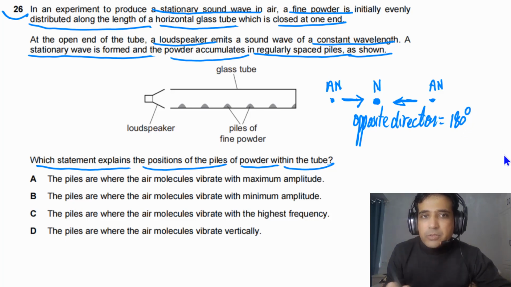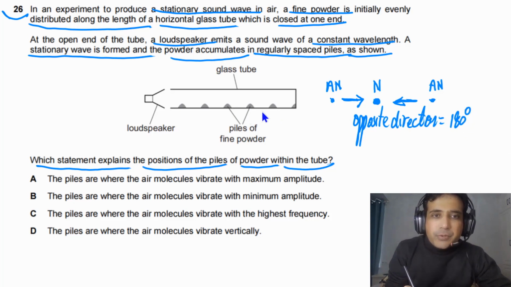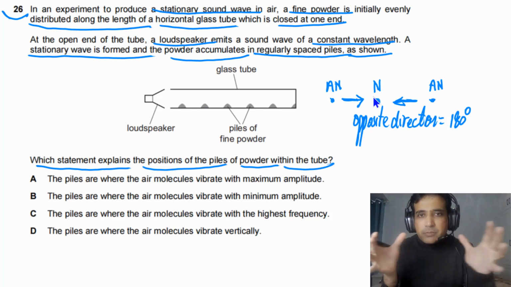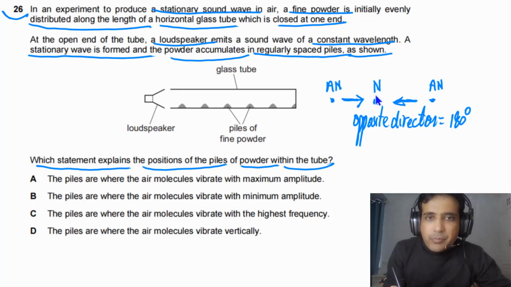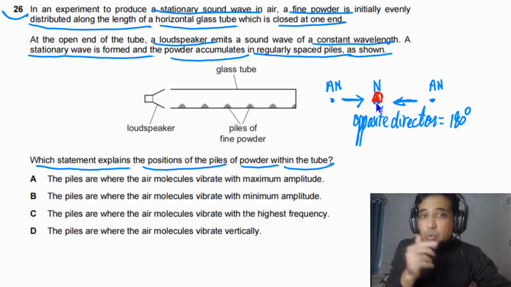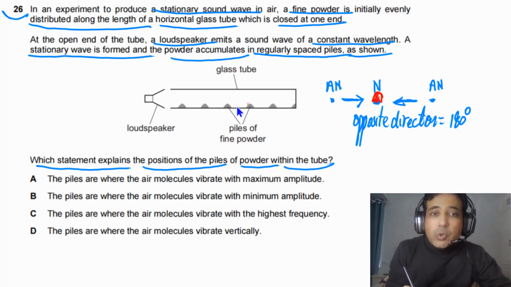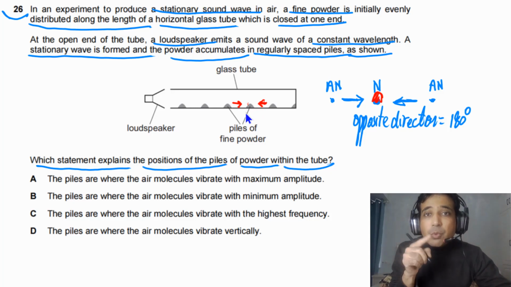And this is the knowledge you need to answer this problem. So if this is a node, you can take any point, for example. As in the case of this node, powder, meaning particles of the medium, will move in opposite directions. So what will happen at this point? Powder will accumulate. So we will see a pile of powder at the nodes. It means these points are nodes, because particles here will move to the right, and particles here will move to the left. So powder will accumulate at these points, and these points will be nodes, meaning they have minimum amplitude.